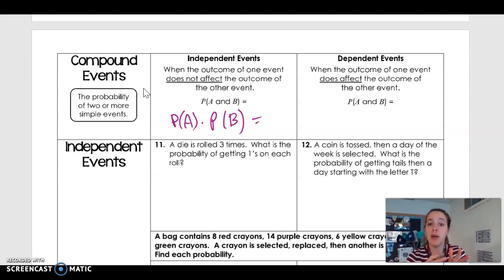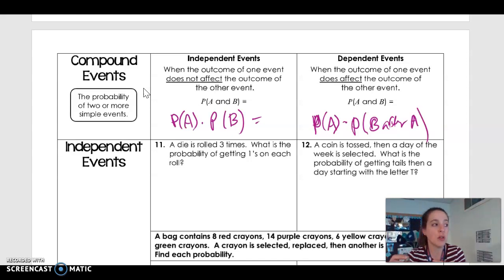So to find my overall probability when I'm talking about dependent events, and that is where the outcome depends or is changed by the first one happening, first I take the probability of my first one happening, and then I multiply it by the probability of B after A. So A has to happen, and then I look at that, and then I can multiply it in.